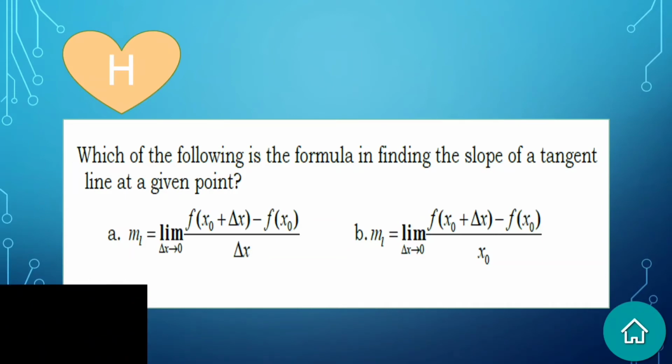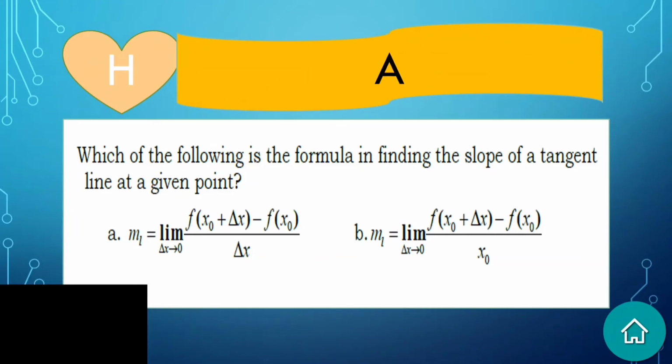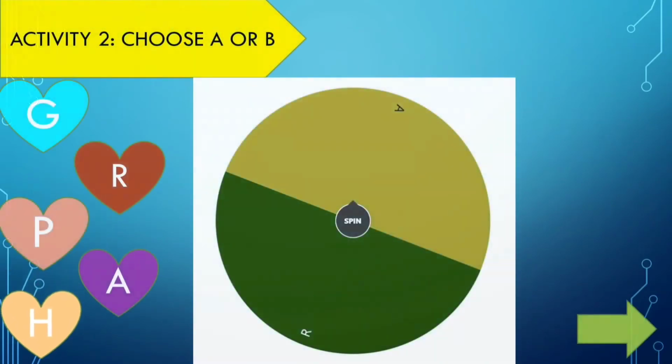Okay, so let us reveal the correct answer in this question. So what do you think is the correct answer? So the answer is letter A. Okay, so did you get it? Did you guess it right? Take note of this question and the formula because you will be needing this afterwards. Okay, let's proceed to the next spin.